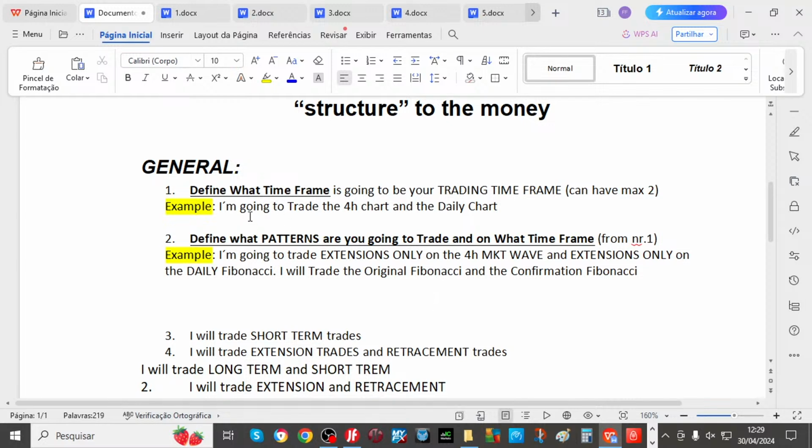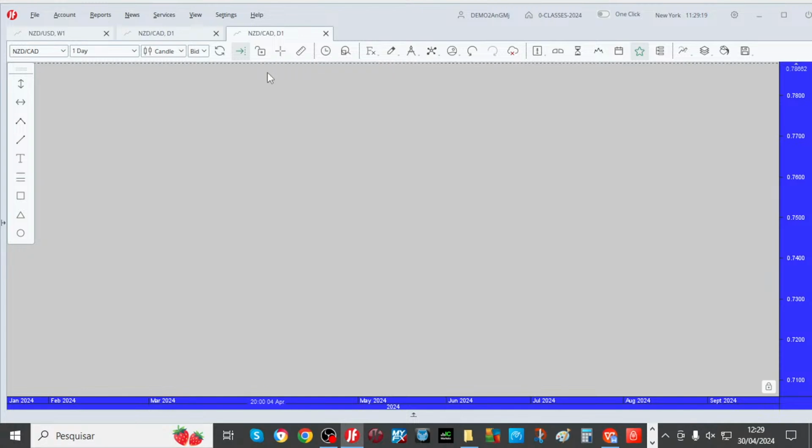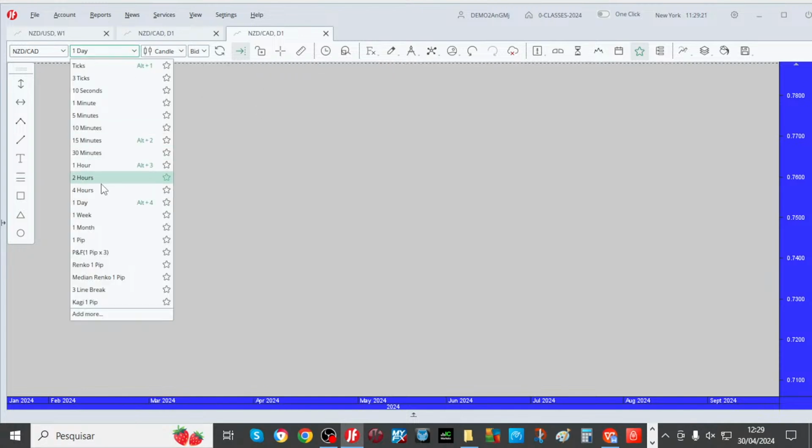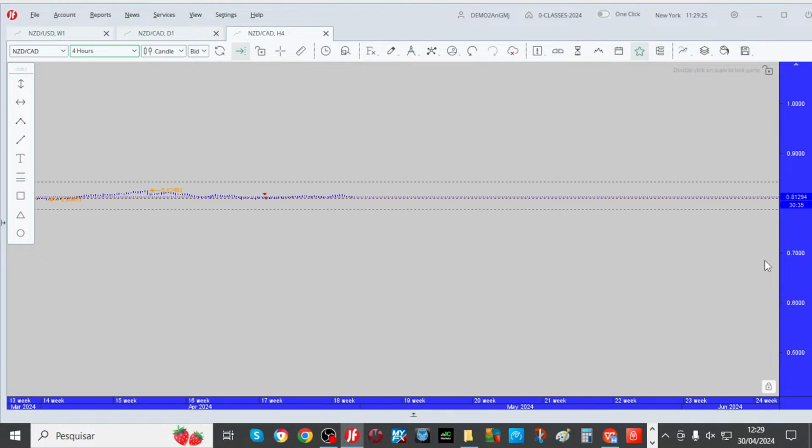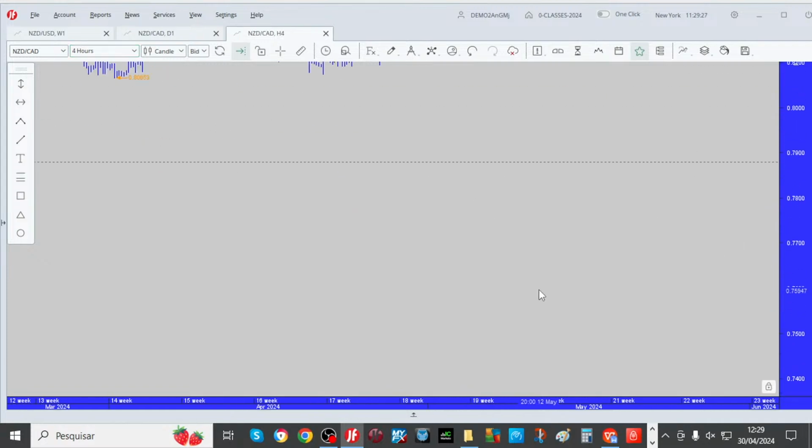So just as an example, I'm going to trade the 4-hour chart, and number two, I'm going to trade extensions only on the 4-hour market wave. What does this mean? If I'm on the NZD 4-hour chart, give it a second.